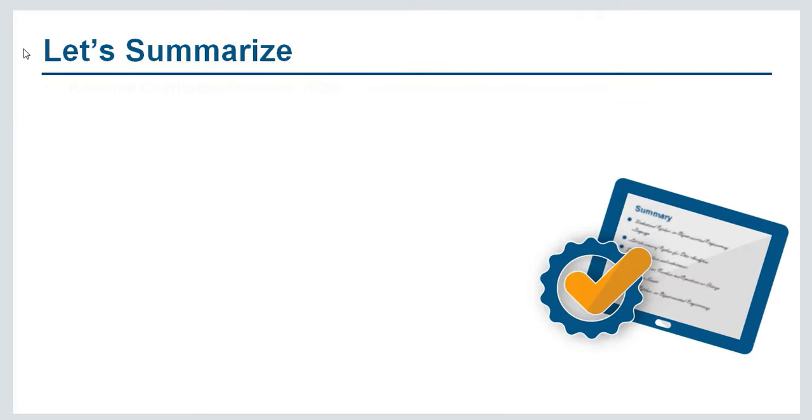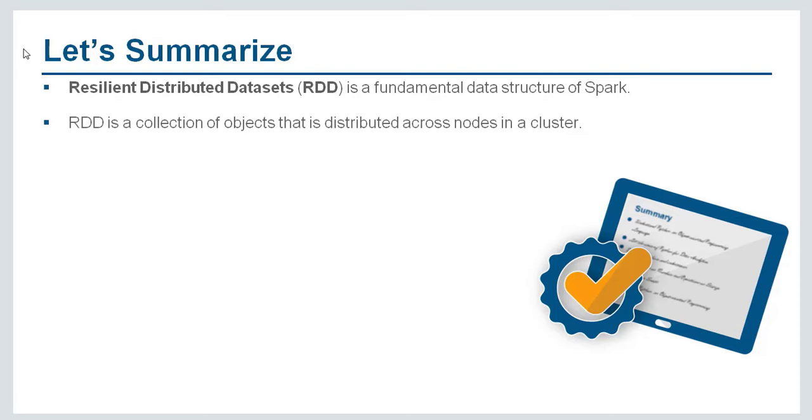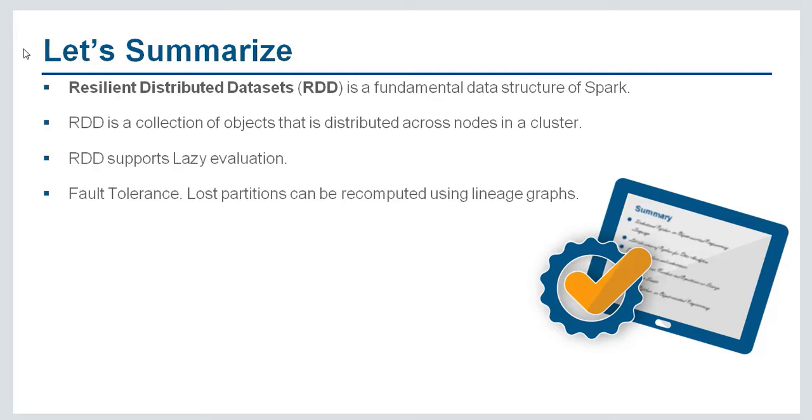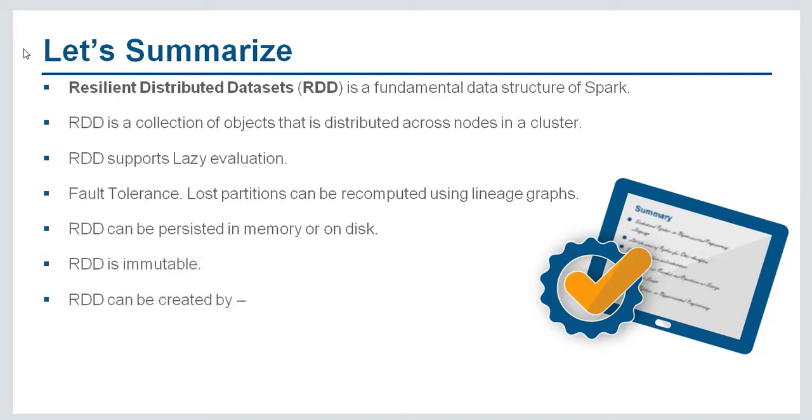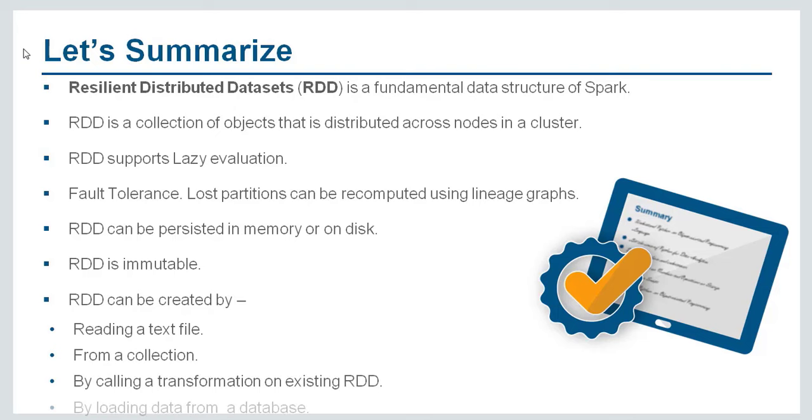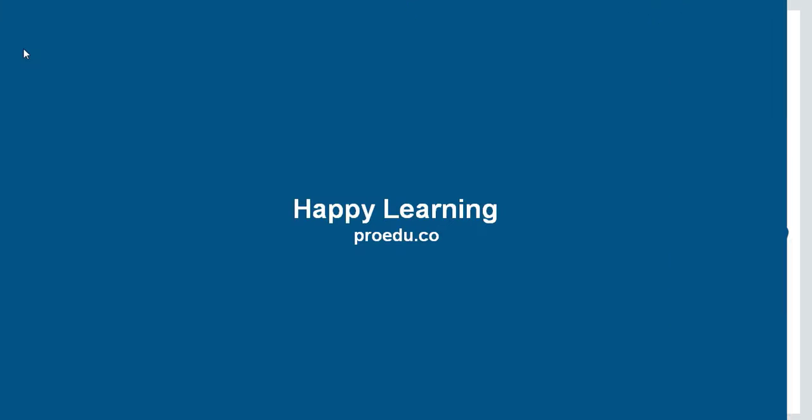So let's summarize. RDD stands for Resilient Distributed Dataset, which is a fundamental data structure of Spark. An RDD is a collection of objects that is distributed across the nodes in the cluster. RDD supports lazy evaluation. RDDs provide fault tolerance. Lost partitions can be recomputed using lineage graphs. RDDs can be persisted in memory or on the disk. RDDs are immutable. An RDD can be created by reading a text file, from a collection, by calling a transformation on an existing RDD, or by loading data from a database.